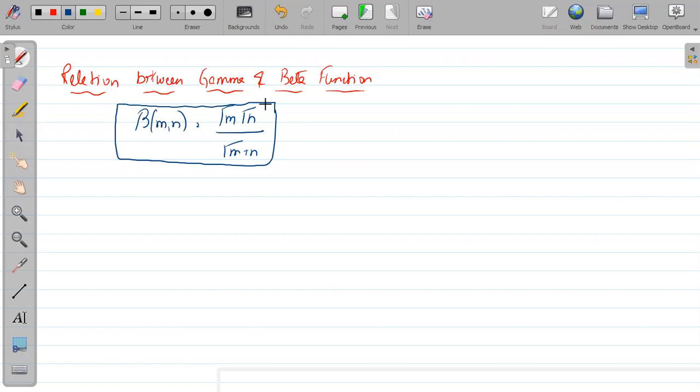Very, very important relation. Let's try to prove this. Let's see how to prove it. Obviously it is a very important relation. Sincerely try to observe it. By definition, let's move with the definition only.